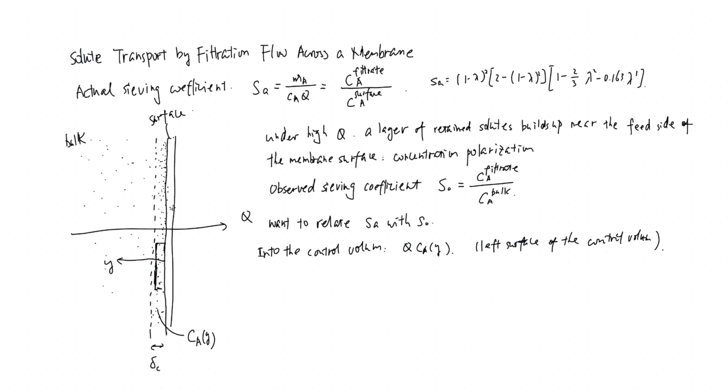So you have one side anywhere in y, and another side attached to the membrane. So you can have flux out of the membrane, out of the control volume.